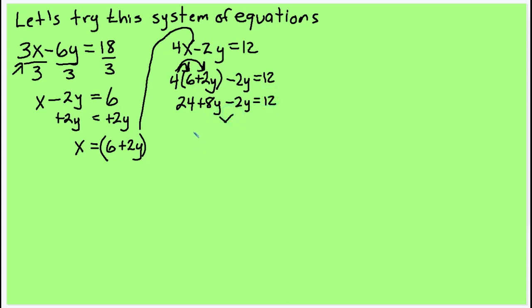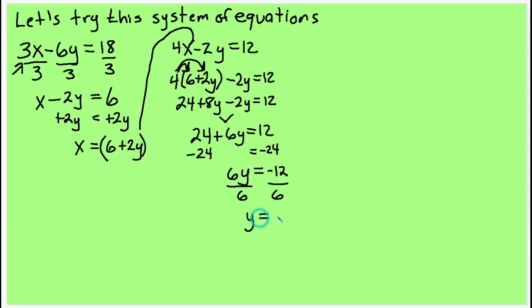So I'm going to combine like terms. The 8y and the negative 2y go together and get 6y. So I get 24 plus 6y is equal to 12. So now I'm going to subtract 24 from both sides because I'm trying to isolate for y. I'm trying to get the answer. And I get 6y is equal to negative 12. So now I divide both sides by 6. And I get y is equal to negative 2.